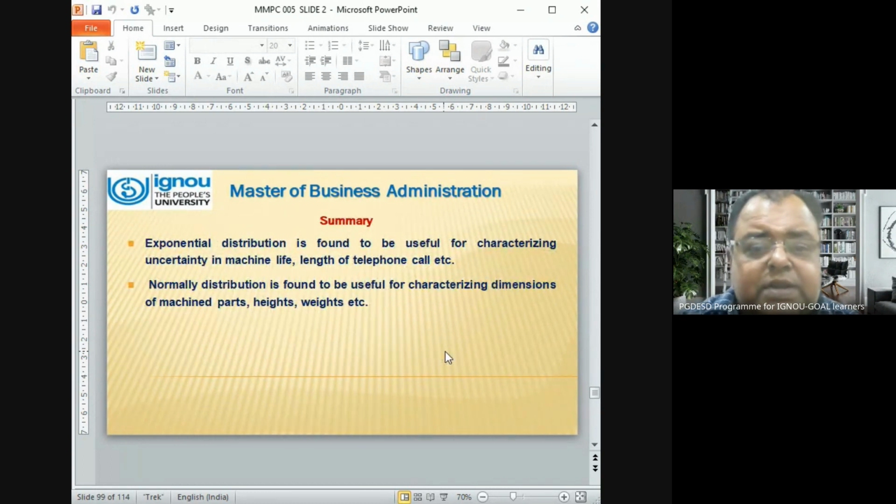Now, exponential distribution is found to be useful for characterizing uncertainty in machine life, length of telephone calls, etc. Normal distribution is found to be useful for characterizing dimensions of machine parts, heights, and weights.